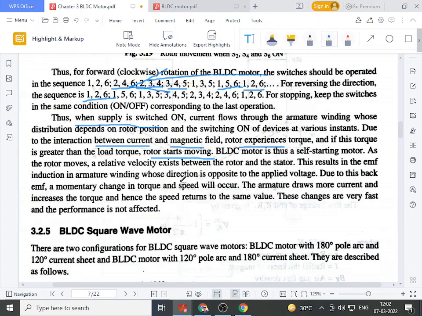Okay, so where were we? Self-starting. Yes, the motor is self-starting. The BLDC motor is self-starting, similar to a 3-phase induction motor. Now again, the BLDC motor is one of the DC motors which works on 3-phase.